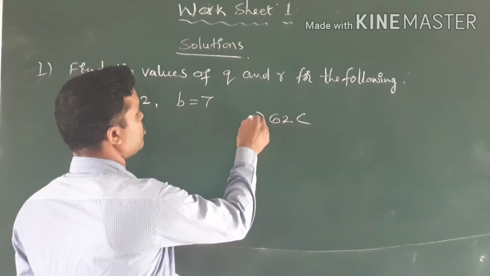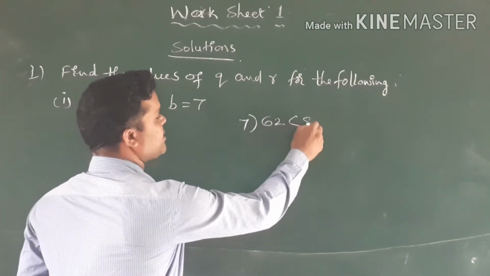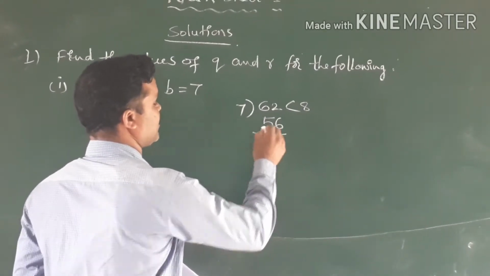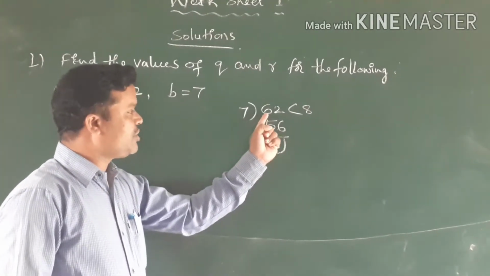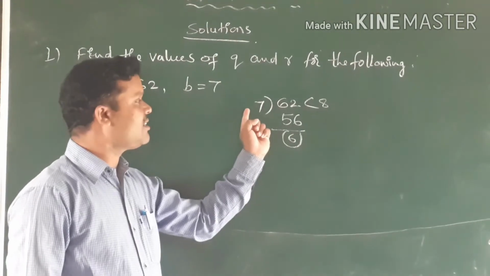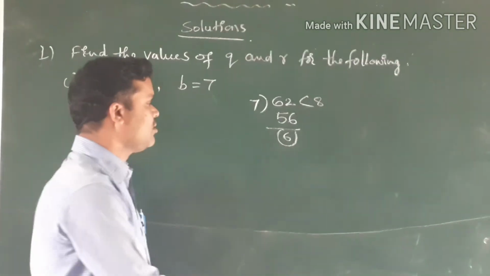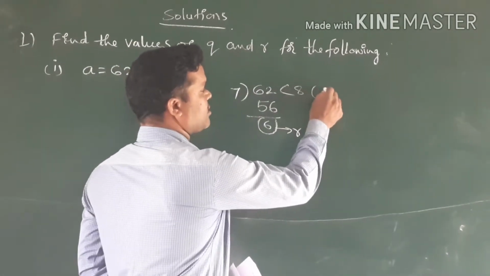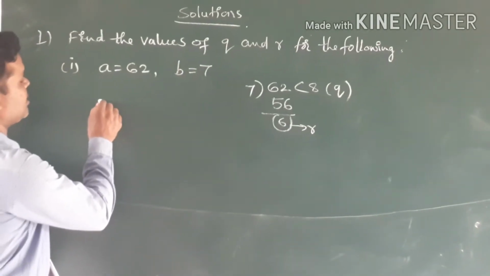Divide 62 by 7. So you know the 7 table: 7 8s are 56. The remainder is 6. In this division, 62 is the dividend, 7 is the divisor, 8 is the quotient, and 6 is the remainder. So the remainder is represented as R, and this is Q.